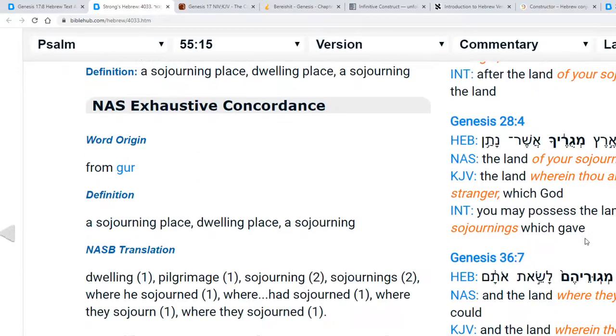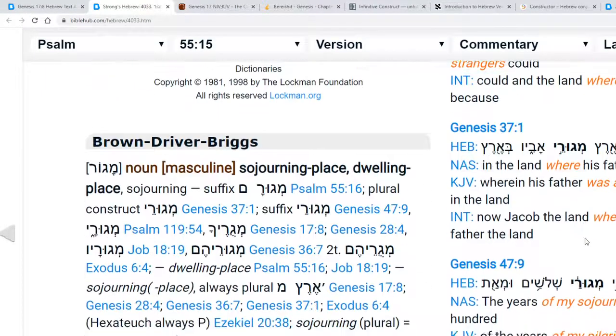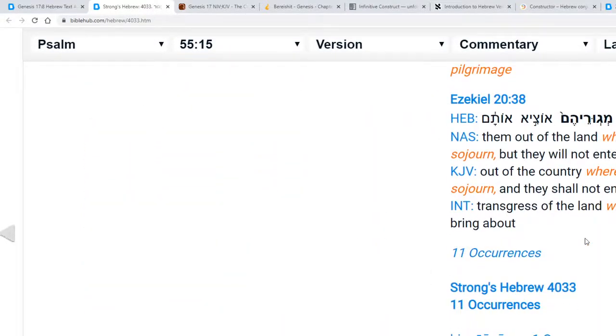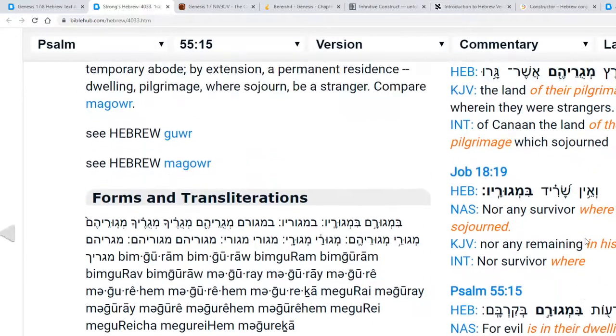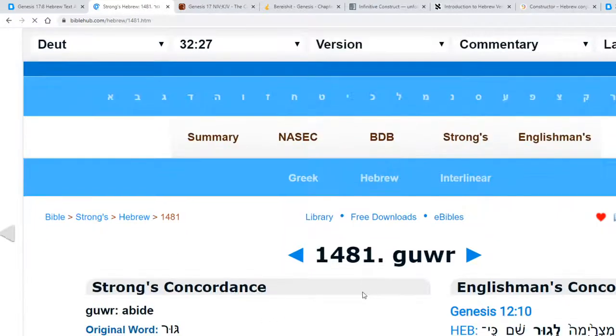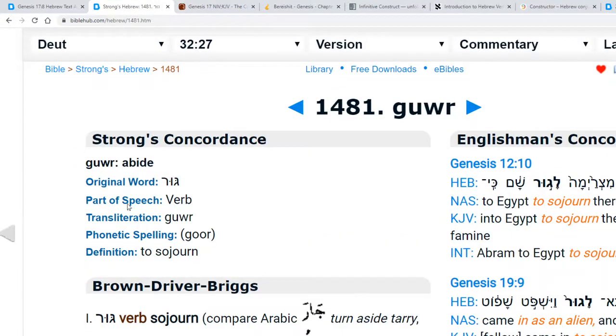Yeah. This is the first time it shows up in the Bible, but it actually shows up quite a few times. 11 occurrences, so you can look at that. From Gimel Vav Resh, right? They're saying that's the root there, in the sense of lodging, right? Gur, right? See, I'm not bad at this stuff. I'm not horrible at this stuff. Let's say. Okay.